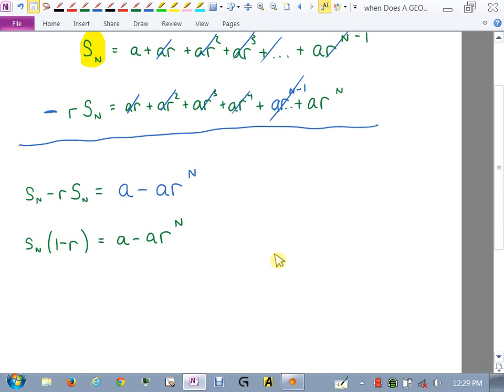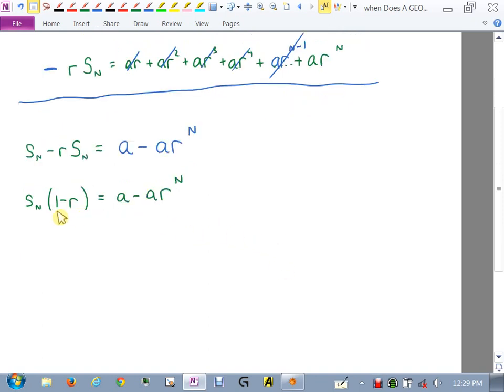Agreed? And now I can divide both sides by 1 minus r. And check that out. I don't have an infinite sum anymore. Sorry, I don't even have a sum anymore. I'm not summing, right? The only thing that's controlled by n here is this. Look, that's the only thing that has an n on it anymore.